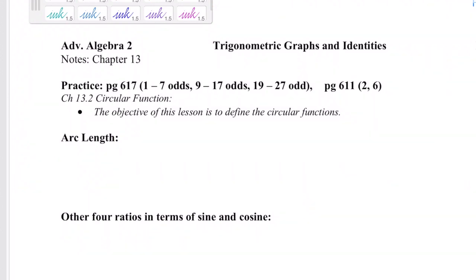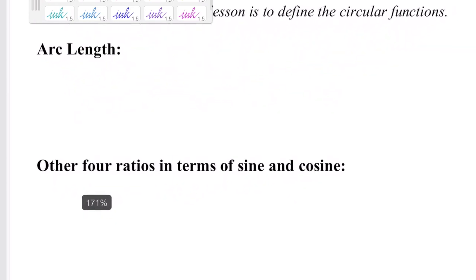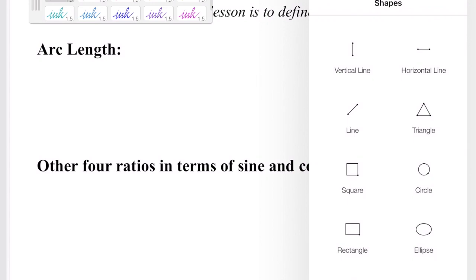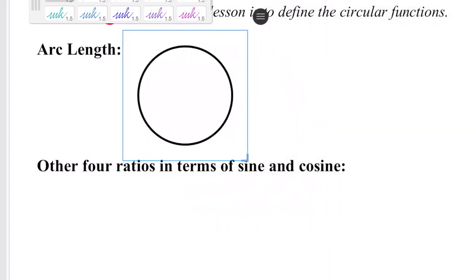We're looking at circular functions today, so still checking out trigonometry. When we're talking about arc length, we're talking about part of a circle. So here's our circle.